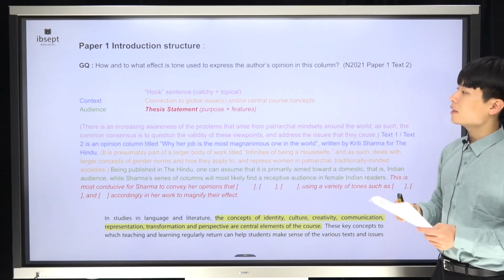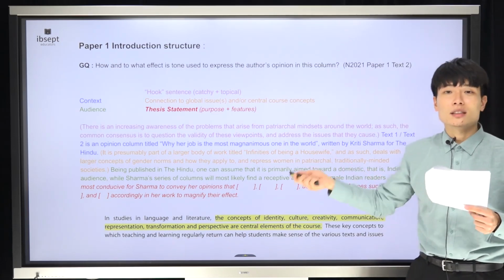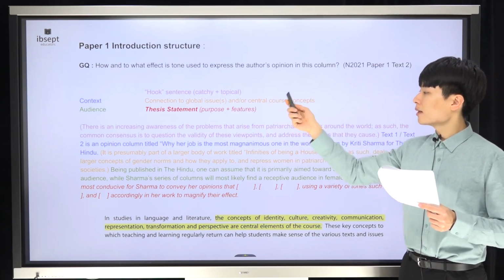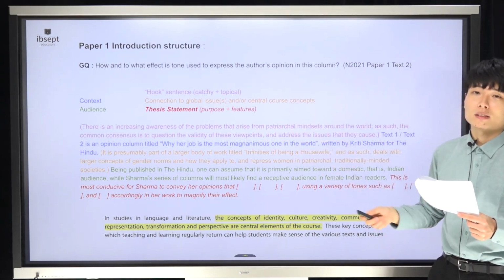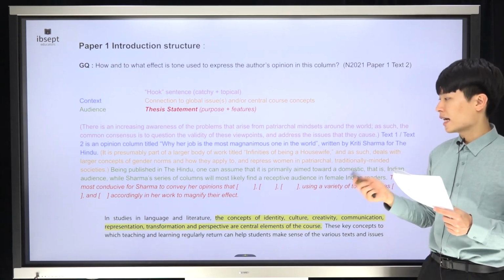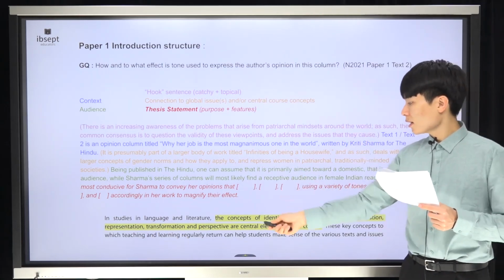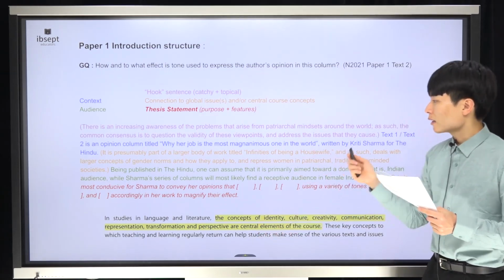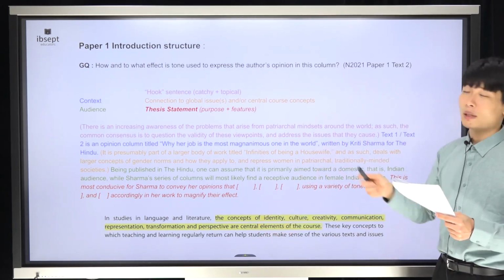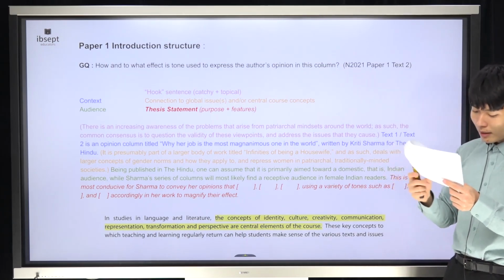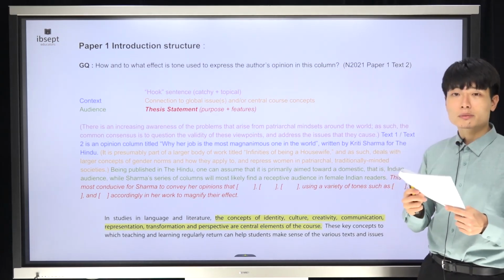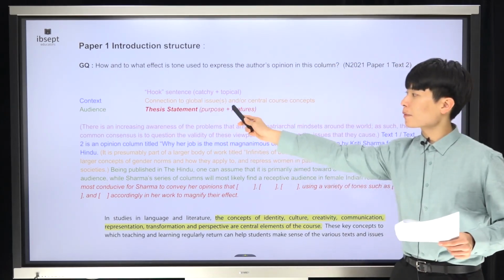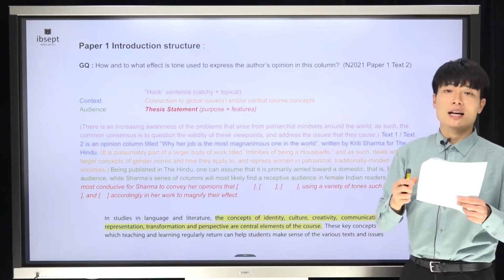Vice versa, some other teachers demand students to connect their paper 1 text to a global issue and/or one of the 7 central course concepts of the IB English A Lang & Lit course. In that case, look at what I've highlighted below, so you can just use one of these terms and incorporate it into your paper 1 introduction. That being said, the core elements of the paper 1 introduction are context, audience, purpose, and features in that order.